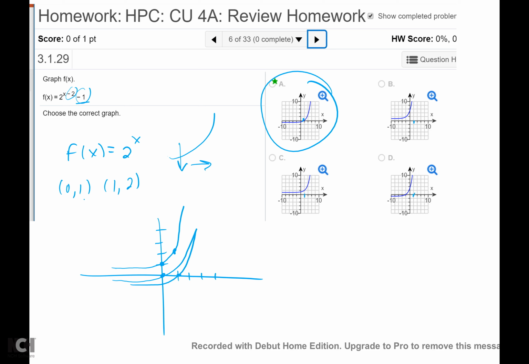And this says subtract 1 from the y's, so (0, 0) and (1, 1), and this says add 1 to the x's. So that'd be (1, 0) and (2, 1). There's your graph.